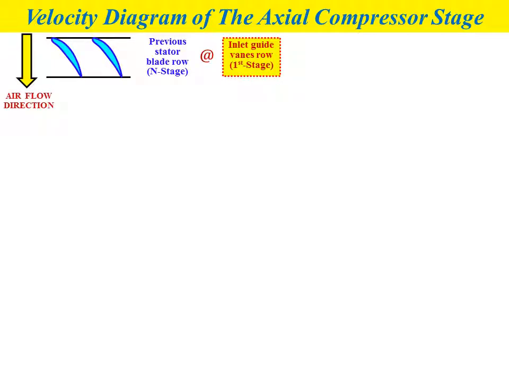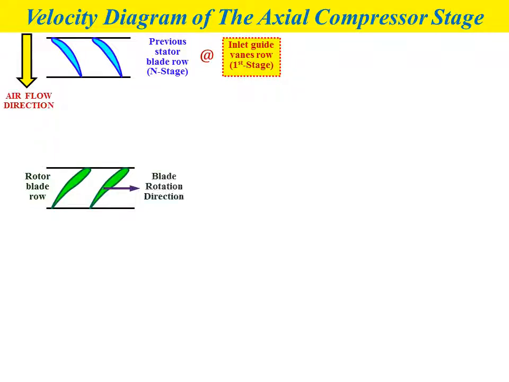And we have the airflow direction represented by the yellow arrow. The second row represents the rotor blade rows, where we have an arrow that shows the blade rotation direction. And the third row is the stator blade rows. Condition number 1, or state number 1, represents the outlet condition for the previous stator blade or inlet guide vane rows, and also the condition at the inlet of the rotor blade rows.